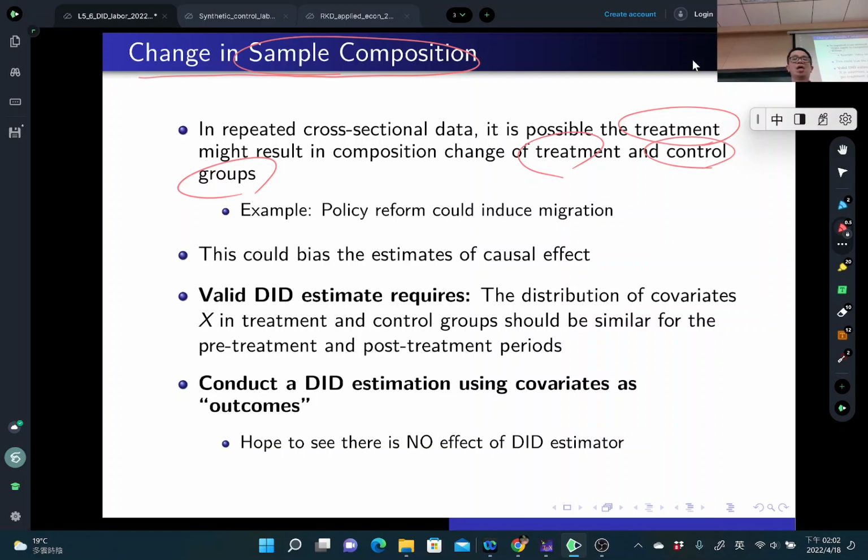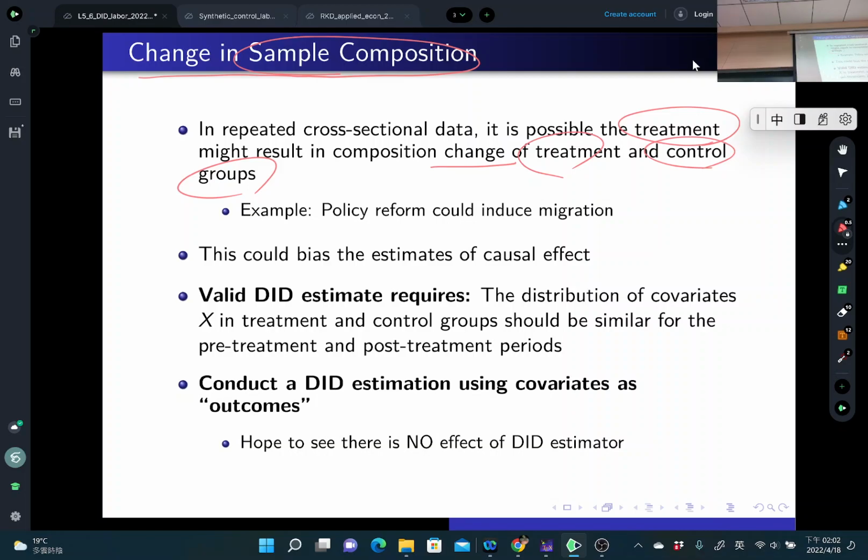Okay. But if you use this type of data, the sample composition might change. If you use panel data, the sample composition might not change because you follow the same person, so you don't have such an issue. But if you use repeat cross-sectional data, it's possible that the sample composition of your treatment group and control group might change.